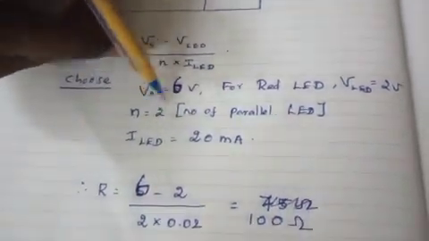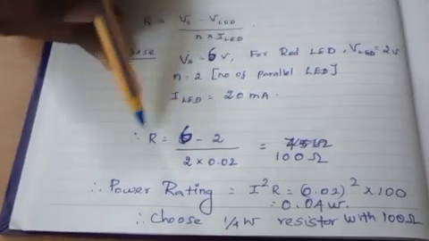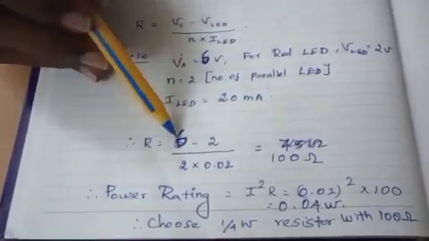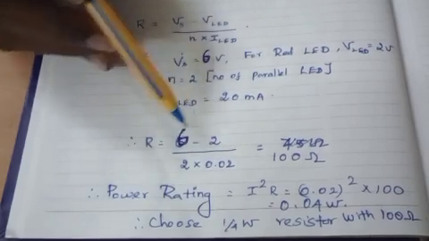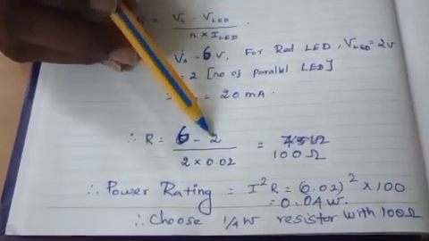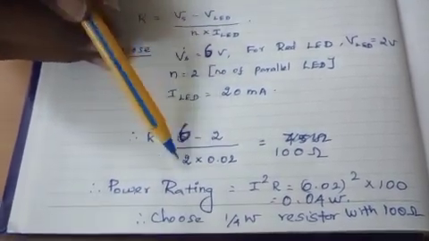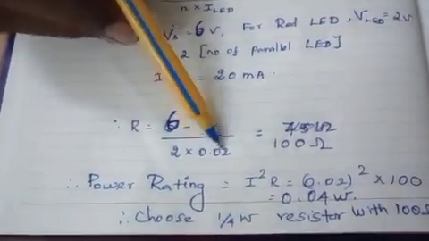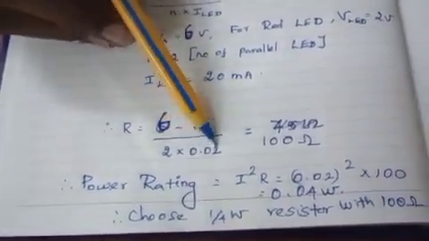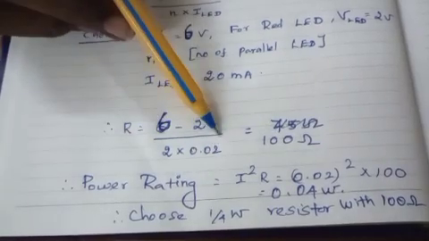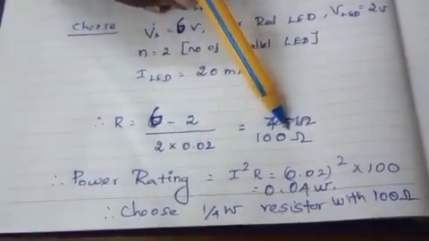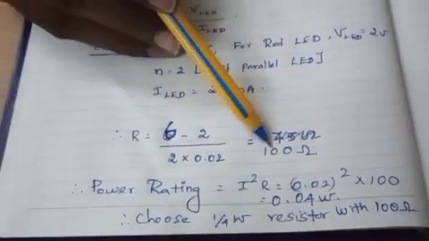now let us substitute all this data in this formula. R equals 6 is the supply voltage, minus 2 is the LED forward voltage, divided by 2 is the number of LEDs connected in parallel, into the current taken by the LED, which is 0.02 ampere. If you solve this, we will get resistance as 100 ohm. So we have to keep here a 100 ohm resistor.